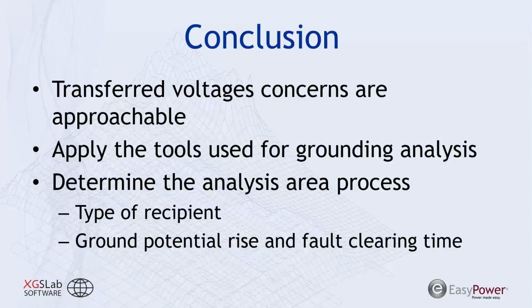You also have to note that when you're evaluating a system, you can start taking a look at various types of recipients like pipelines or fences and considering those for transfer voltage mitigation. Or maybe a system that is exceeding a certain ground potential rise or has a long fault clearing time. Those types of systems may be appropriate to look at for transfer voltage hazards.